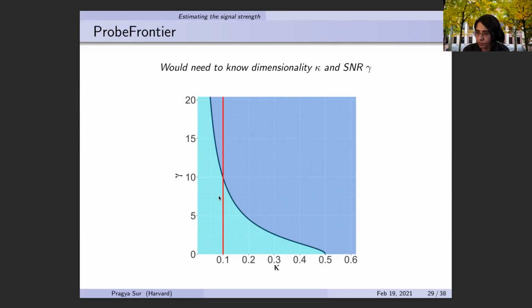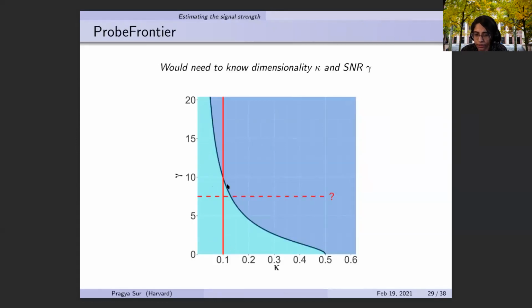you already have some information from this picture regarding what the signal strength could roughly be like. The MLE can exist only in this region, right? So that already tells you that the signal strength has to lie in this region for your particular data set. Okay, so now we are going to use this fact. We're going to take a grid of values of kappa, starting from 0.1 and going higher.